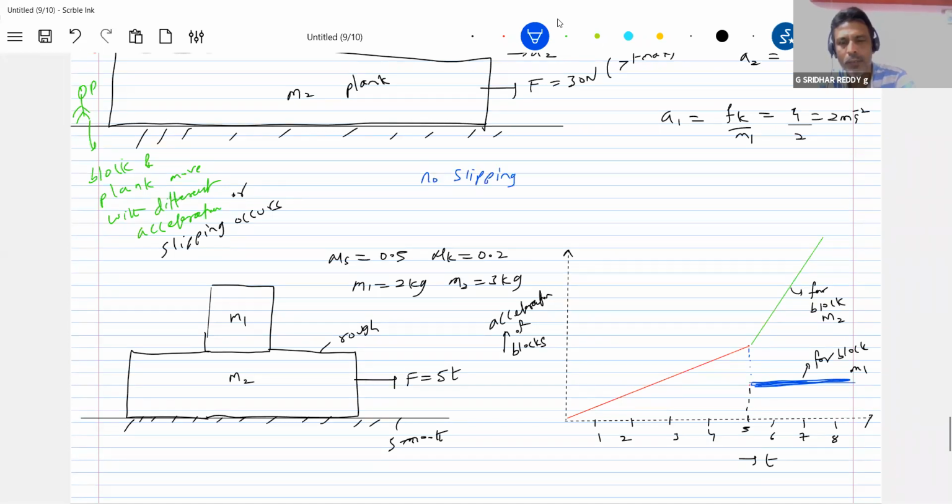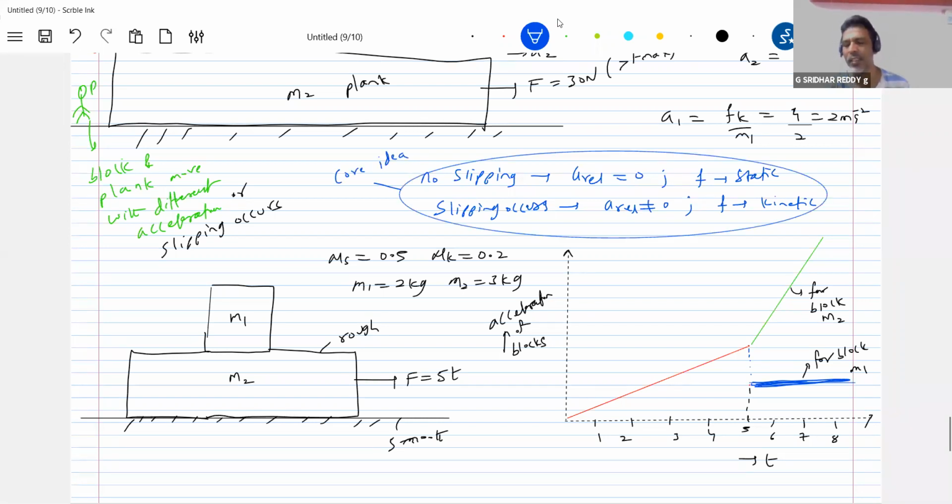No slipping means A relative 0, friction acting will be static. Slipping occurs, A relative will be non-zero, then the friction acting will be kinetic. Now, the core idea of all this discussion: you take any number of blocks, whatever the situation, there's a core idea. All those 100 numericals just revolve around this one only.